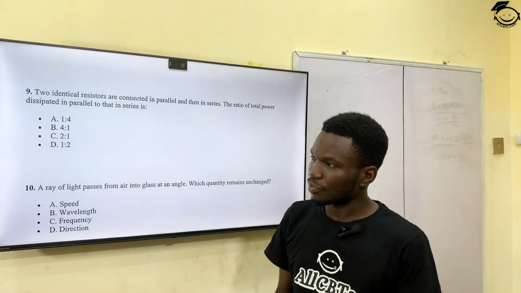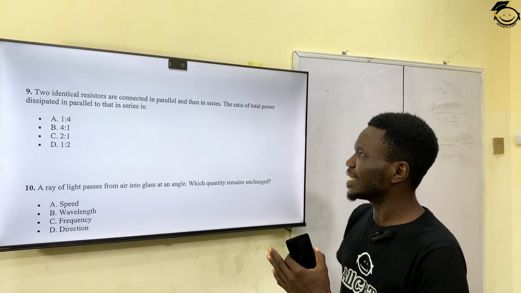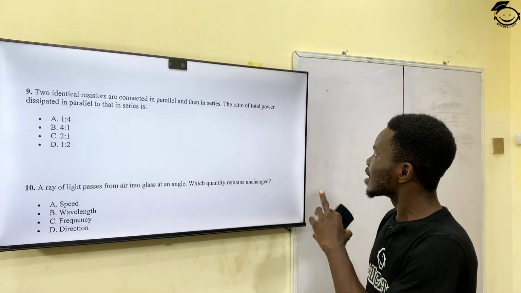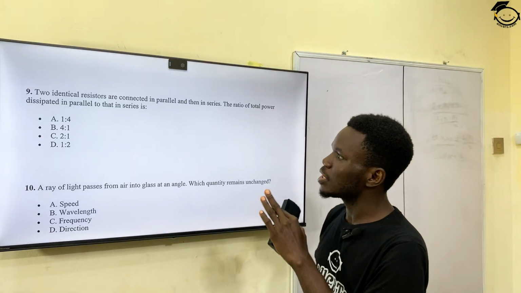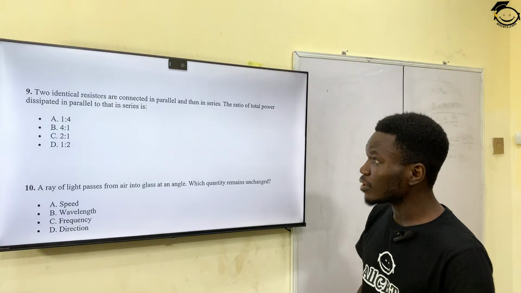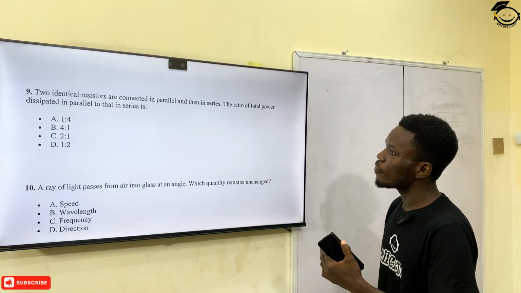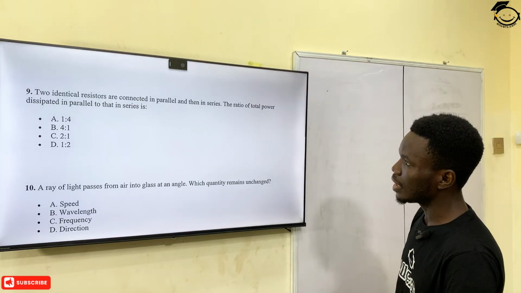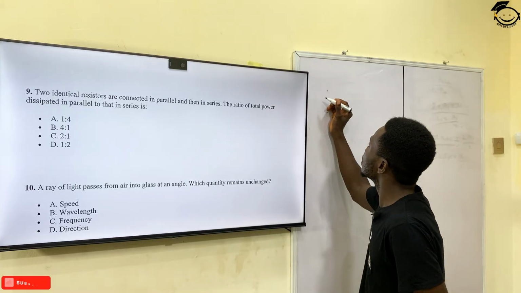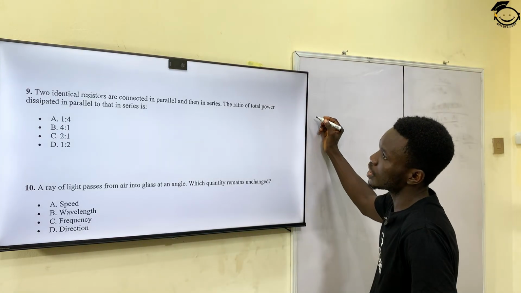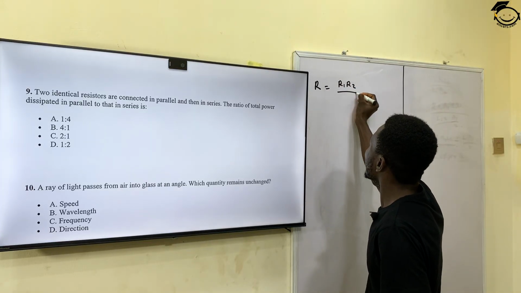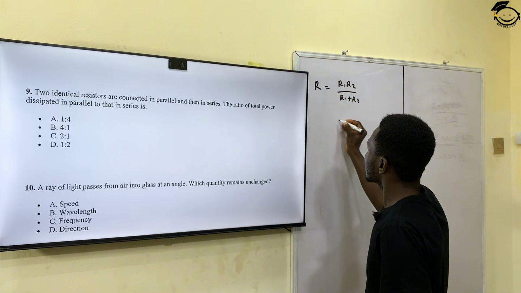Question number 9, which is the next question, says two identical resistors are connected in parallel and then in series. The ratio of total power dissipated in parallel to that in series is dash. So we are trying to find the ratio of the power in parallel to that of the series. So how do we do that? We have to first of all find the total value of my resistors in parallel. So my resistors in parallel is supposed to give me R1 R2 over R1 plus R2.